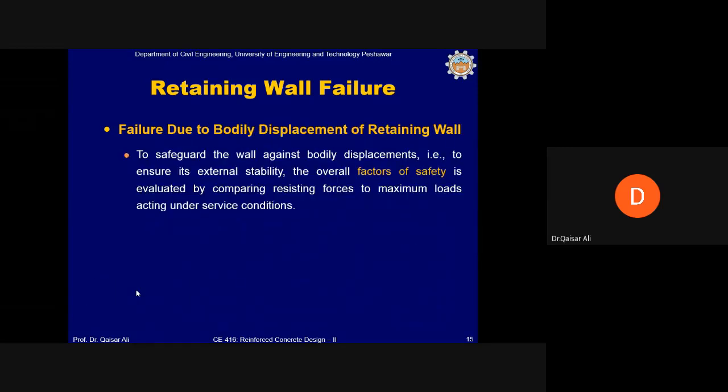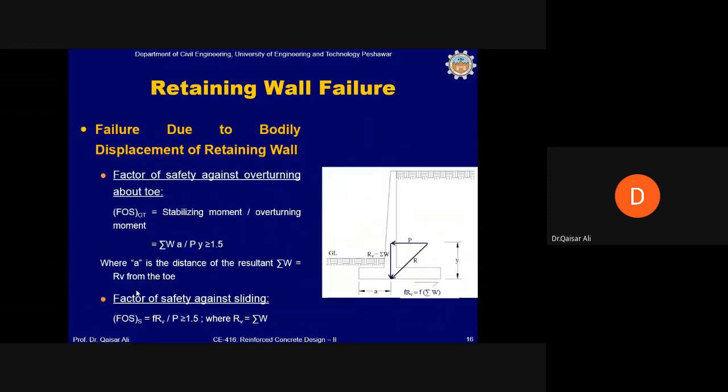Okay, to safeguard the wall against bodily displacement, that is to ensure its external stability, the overall factor of safety is evaluated by comparing resisting forces to maximum load acting under service conditions. Okay, as you have seen in the video, the lateral pressure will push the retaining wall forward, will cause sliding of the retaining wall, as well as overturning of the retaining wall.